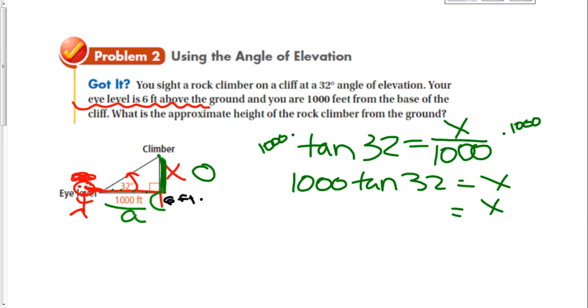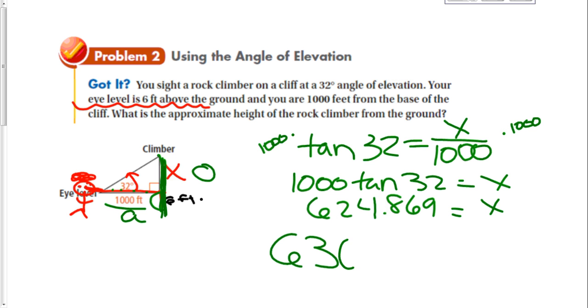Directions do not say to round, so truncate your answer after 3 places, meaning cut it off at 3 decimals. All right, when I type that in, I get 624.869, and then I need to add in this 6 feet that deals with my eyesight. So that tells me that the climber is 630.869 feet above the ground, because I had to add in that 6 to start with. Please make sure you are putting units in your answers. You will get points taken off if you do not have units.